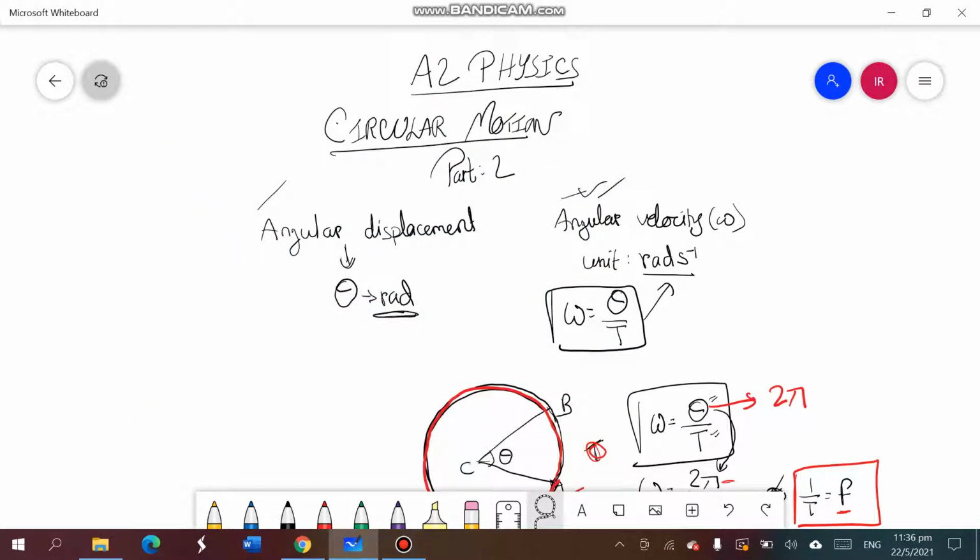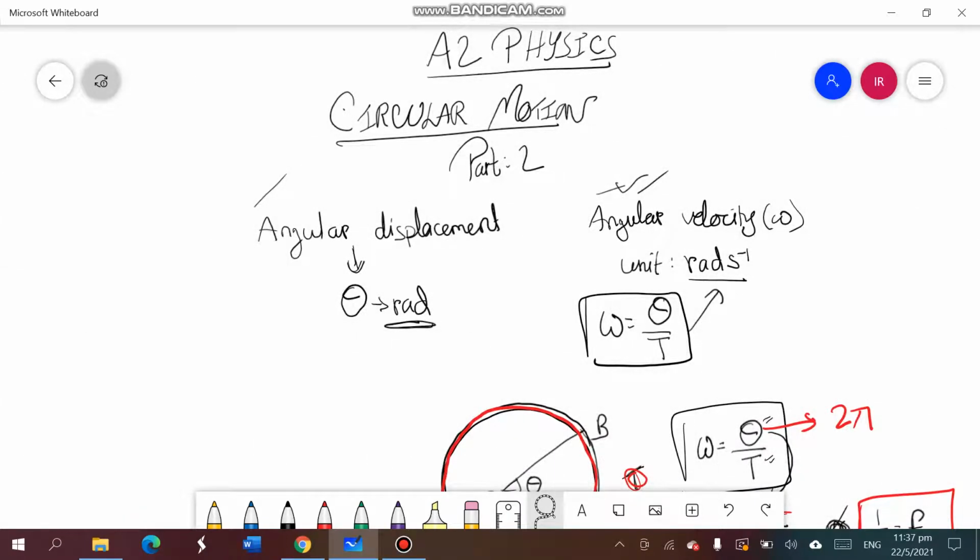Hello everyone, welcome back to the second part of the video for circular motion for A2 physics. In the last video, we discussed angular displacement and angular velocity. Angular displacement is measured as theta, the angle an object moves through a circular path, and we measure theta in radians. Angular velocity, represented by omega, is the rate of change of angular displacement, theta by t. The unit for angular velocity was radians per second. So this is what we saw in the last video.